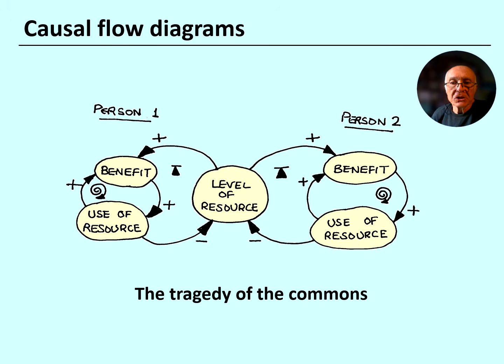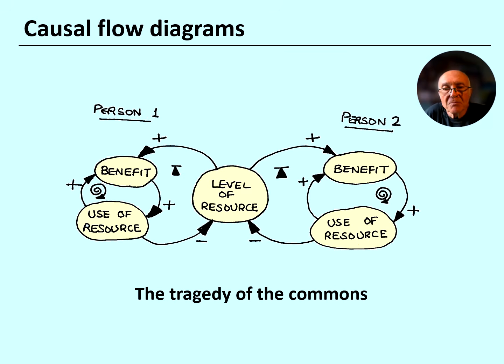Final type of diagram I'm going to look at is the causal flow diagram. Now, a causal flow diagram is slightly different to the others. It's a fundamental part of one branch of systems thinking called system dynamics. Here I've got a causal flow diagram which illustrates an issue which is well known in environmental circles called the tragedy of the commons. It's particularly used to analyze what happens when we have a common resource. The classic example is what happens when we have common grazing, which is our resource here.